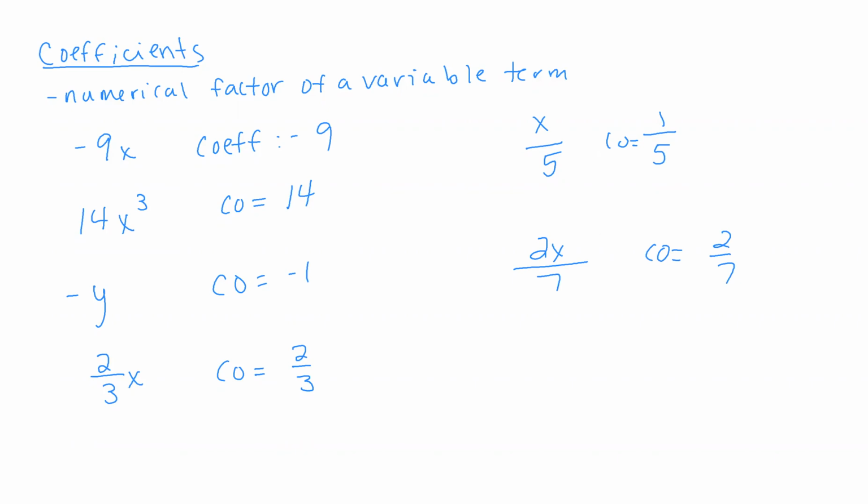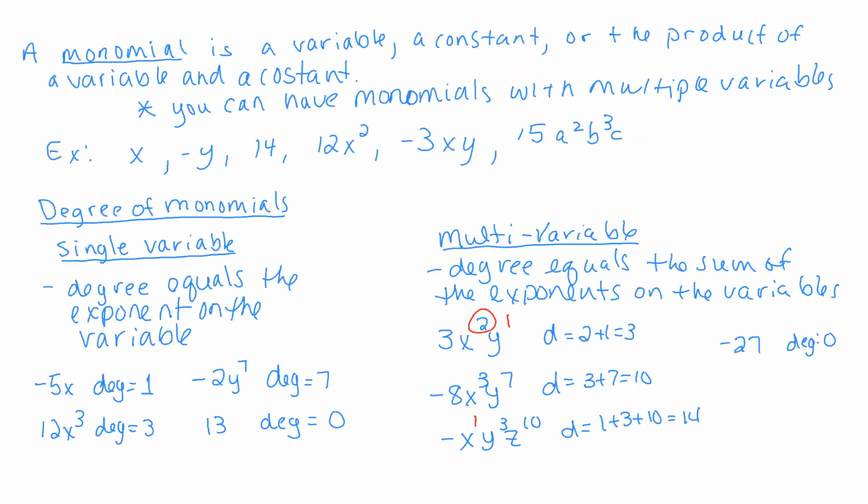So just don't forget those coefficients. So if we go back and we look at some of these, so if we look at, for example, where I give you the definition of monomial, and then we look at different examples, the coefficient of x would be 1. The coefficient of negative y would be negative 1. When you're dealing with a constant, sometimes people would say the coefficient is just the constant itself, or 14. The coefficient of 12x squared would be 12. The coefficient of negative 3xy would be negative 3. The coefficient of 15a squared b cubed c would be 15. So just don't forget that definition. That's one definition that I didn't really go over earlier in this video.